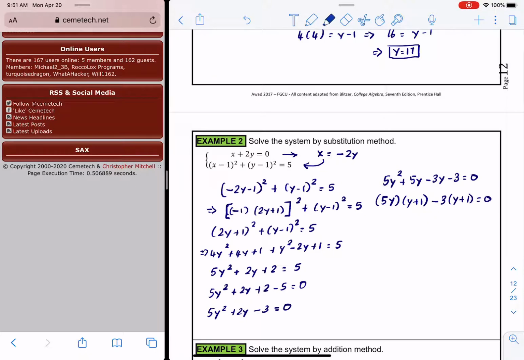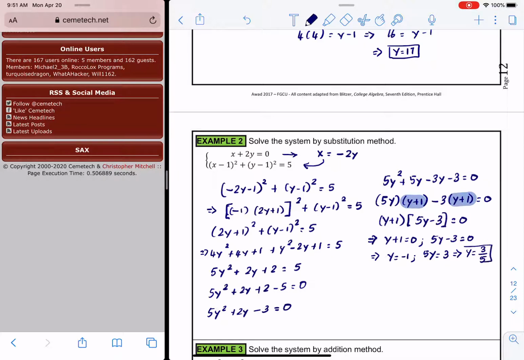And now I have y plus 1 in common, so if I pull that out, I have y plus 1 times 5y minus 3 equals 0, which would imply that there are two solutions, y plus 1 equals 0 and 5y minus 3 equals 0, which would mean y equals minus 1 is a solution. 5y would equal 3, therefore y equals 3 over 5 is the second solution.